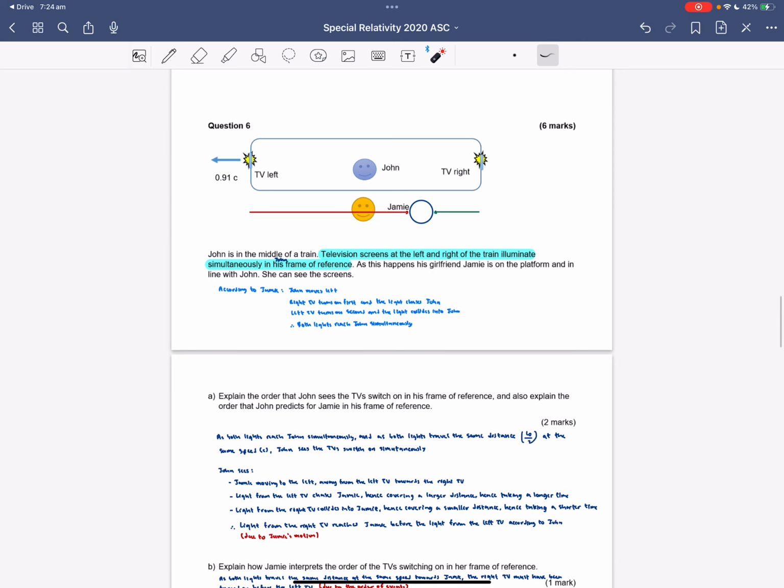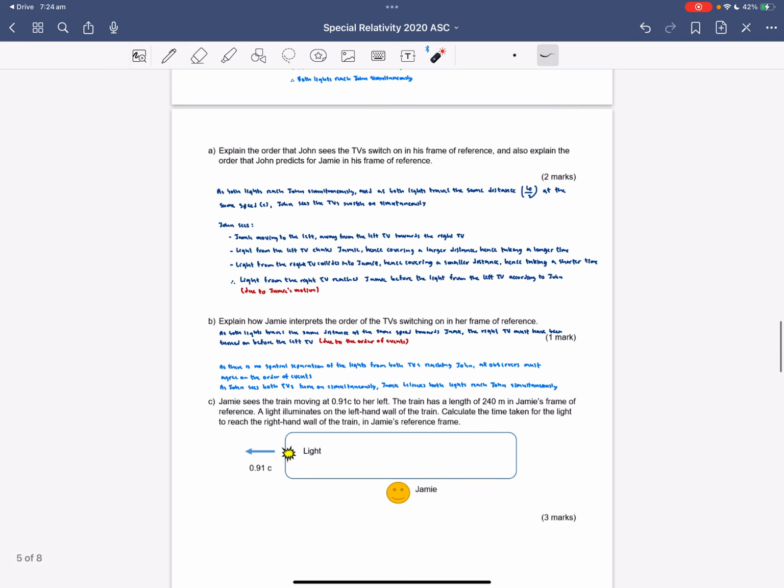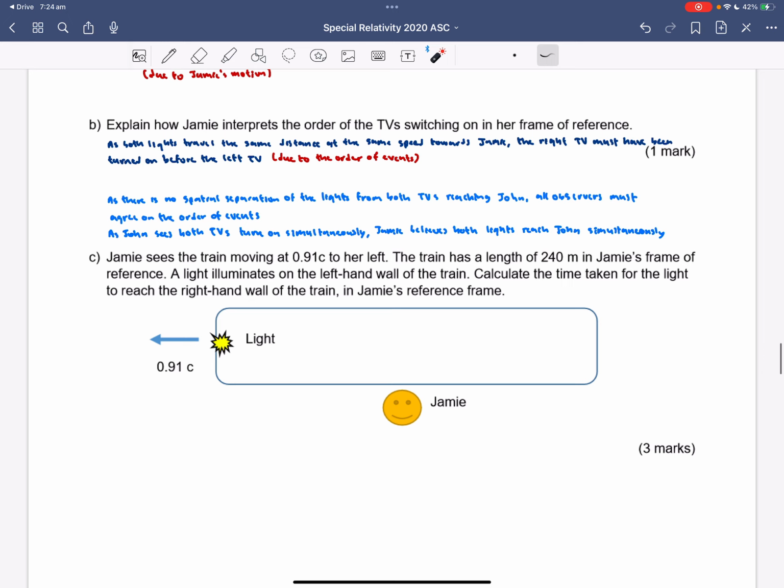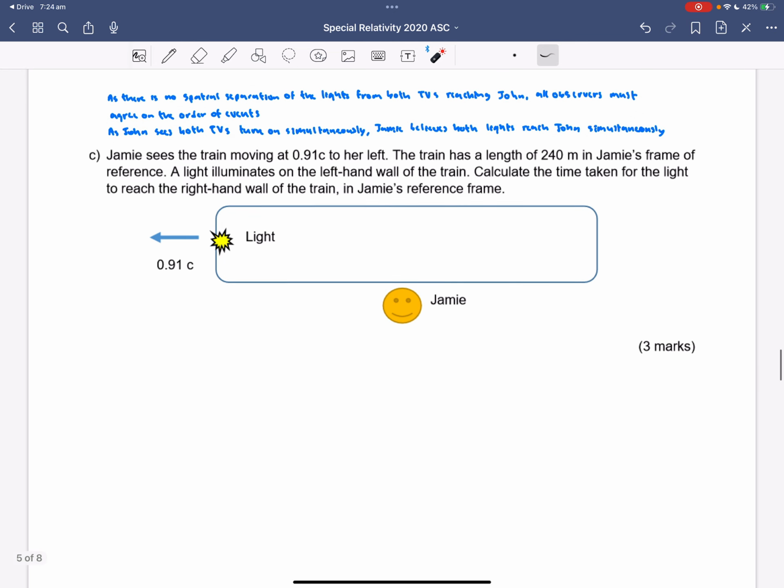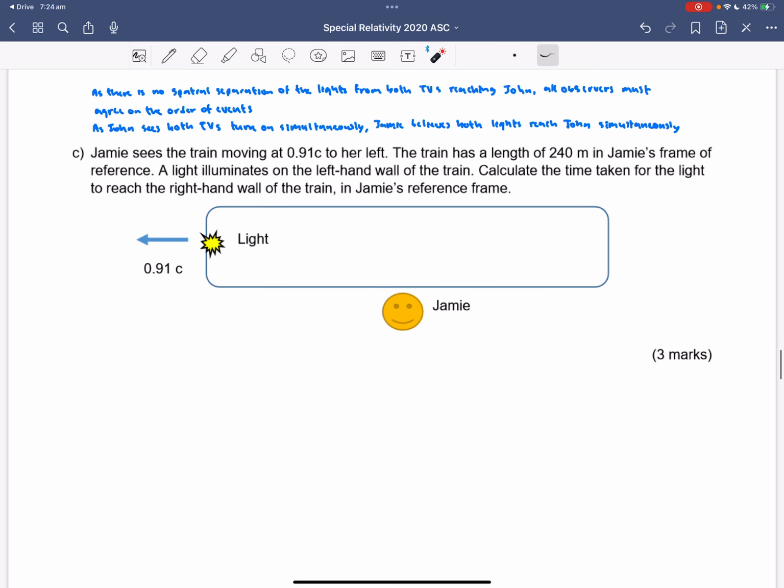So very, very nice simultaneity question. Extremely nice simultaneity question. Next part. Jamie sees a train moving at 0.91c to the left. The train has a length of 240 meters. Okay, so this is now some calculations. The train has a length of 240 meters in Jamie's frame of reference. Now remember, Jamie observes a contracted length because Jamie thinks the train is moving.